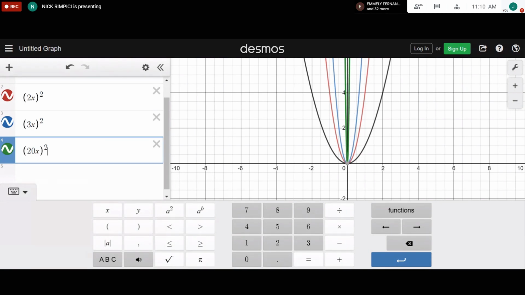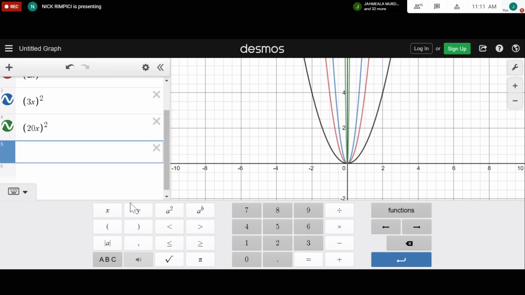Okay. So these are all examples of shrinks. The black one is the parent function. The red one's horizontally shrunken down. The blue one's shrunken down even further. And the green one is really shrunken down. It's really hugging the y-axis really tightly. Now, if I start putting values in that are in between 0 and 1, small values, I should get a horizontal stretch. So let me try doing like a half x squared or something.